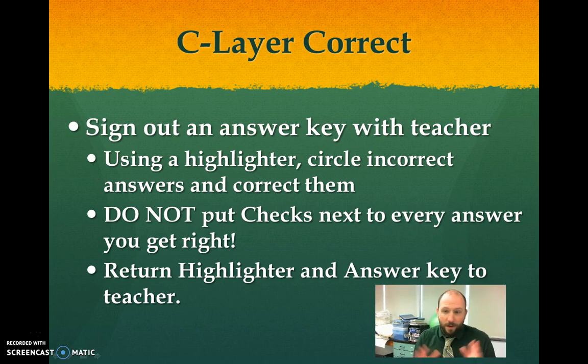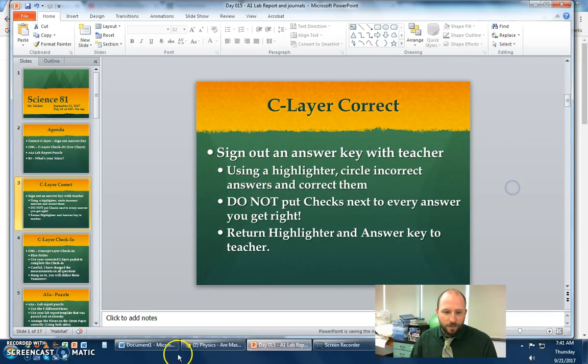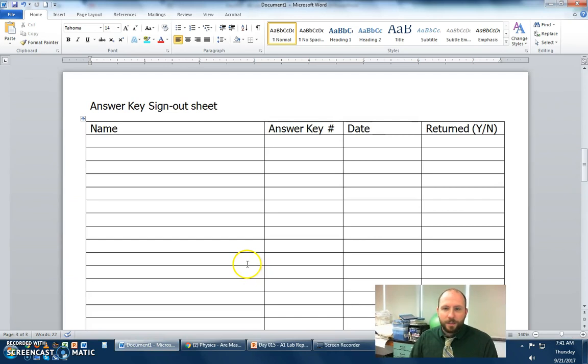When it comes to the C layer correcting, I strongly ask that you come on over and grab an answer key. Now, folks, this is dependent upon you finishing your C layer, which you should have finished last Friday. So you're going to come on over, grab an answer key from the teacher, and sign out on the sign-out sheet, which looks like this. So you're going to sign out your name, the answer key number at the top of every answer key, and then today's date, obviously, 9/21. And then teacher, if you could go and mark off yes or no if they return it at the end of class. There's 25 answer keys, so we need to have 25 back when we are done.